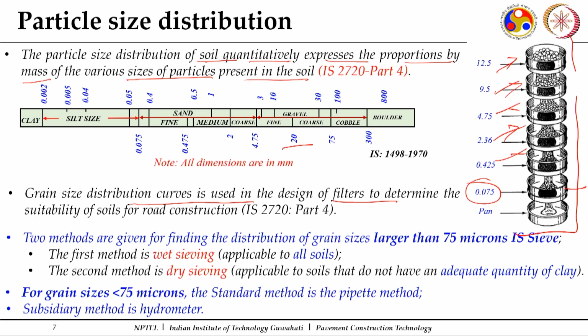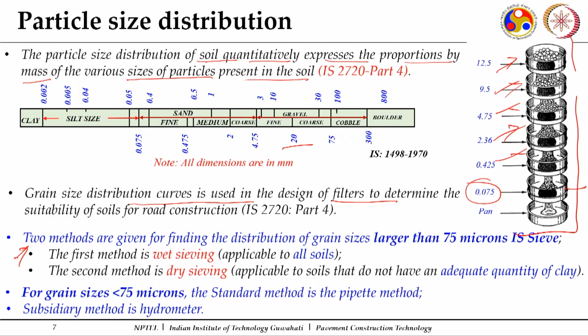For coarser materials, I can even see whether the material can be used as a drainage layer, filter layer, or separation layer. So all these characteristics I can work out on the basis of this gradation. Two methods are given for finding the distribution of grain sizes larger than 75 micron, because this is mainly what is possible conveniently with these different kinds of sieves.